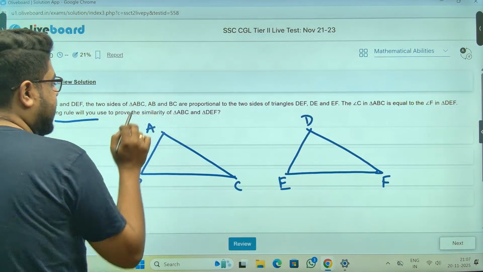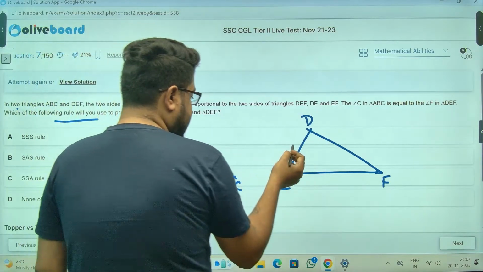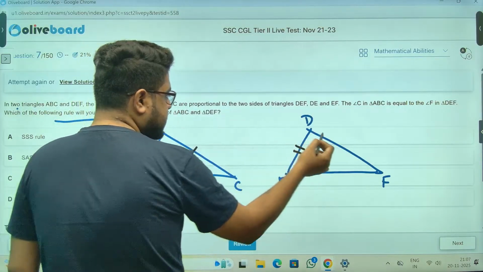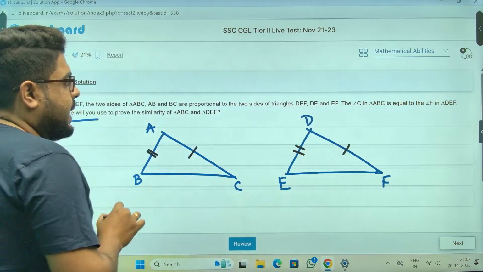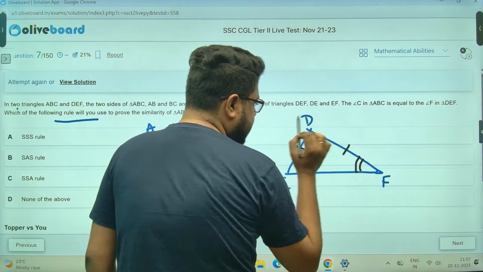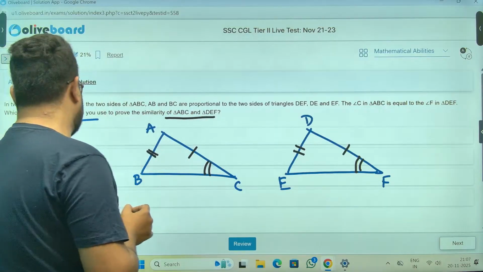Two sides AB and AC are proportional to DE and DF. Okay. Angle C is angle F. So this angle is equal to this angle. Okay. So following rules.